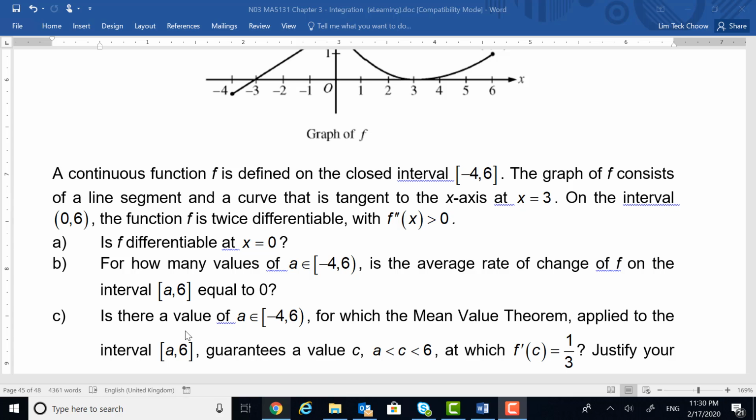So the answer to part C: is there a value A? Yes, there's such a value A, and the value A in this case is actually 3. If you apply the Mean Value Theorem over this interval 3 to 6, it assures you a gradient of 1/3. Between this point and this point, the gradient is indeed 1/3.